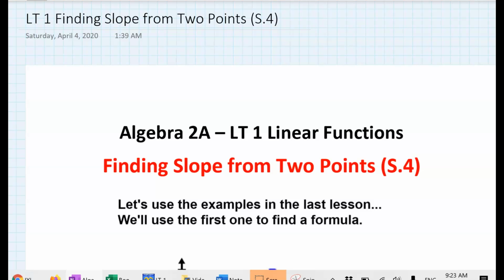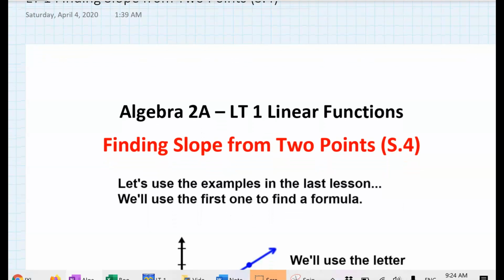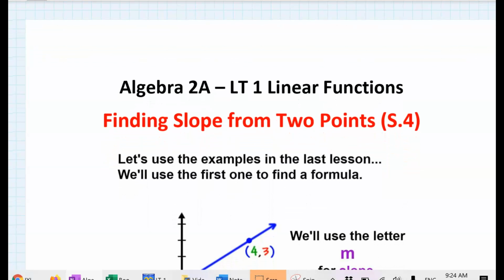Okay, this lesson is learning target 1, finding slope from 2 points. The last thing we saw was finding the slope given a graph. This is basically the same thing, just different. This is from linear functions, S4 for IXL.